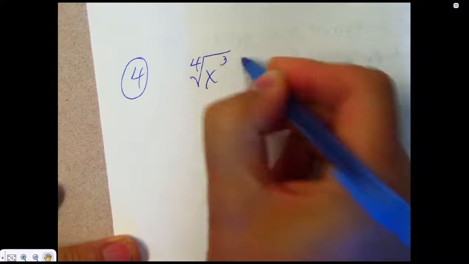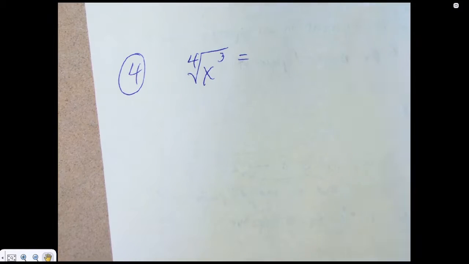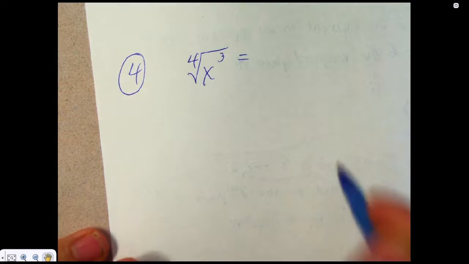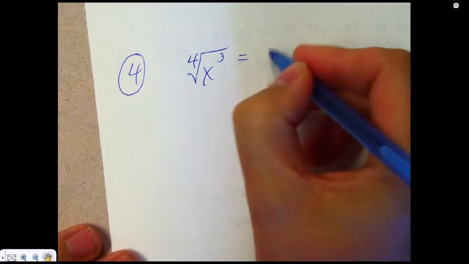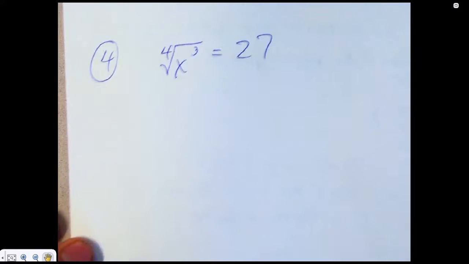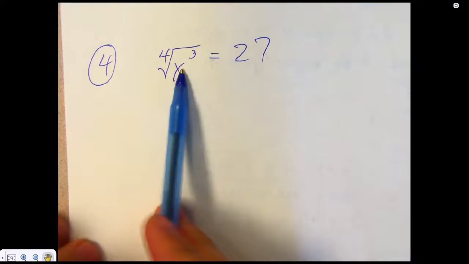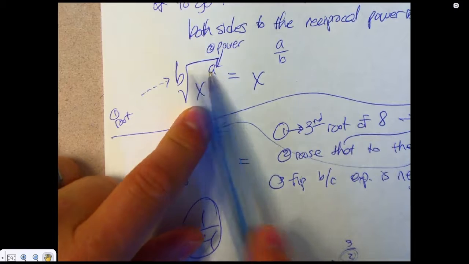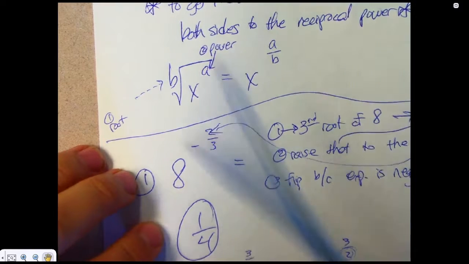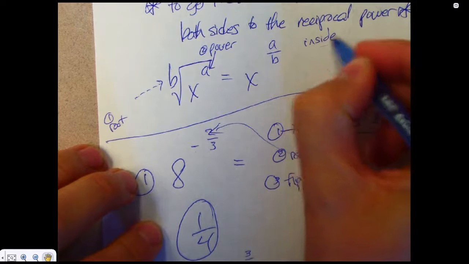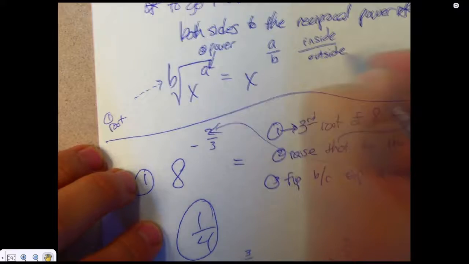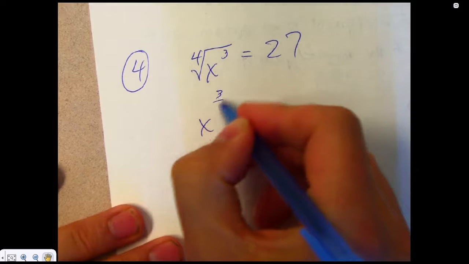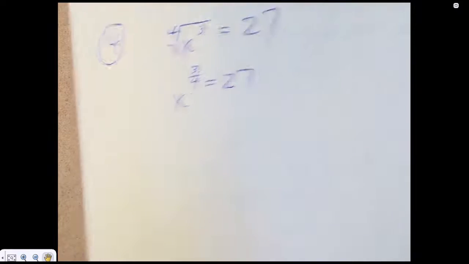So let's throw this in an equation. Let's do a radical thing. The fourth root of x to the third equals 27. So the first thing I've got to do is remember or realize this rule here. You always go inside over outside. The inside power goes on top. The outside power goes on the bottom. So the first thing I'm going to do is rewrite this as x to the 3/4 equals 27.